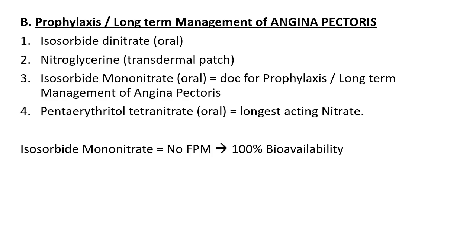Isosorbide mononitrate, which is given orally, is drug of choice for prophylaxis or long-term management of angina pectoris. Pentaerythritol tetranitrate, which is given orally, is longest acting nitrate. Isosorbide mononitrate has no first pass metabolism and thus 100% bioavailability.